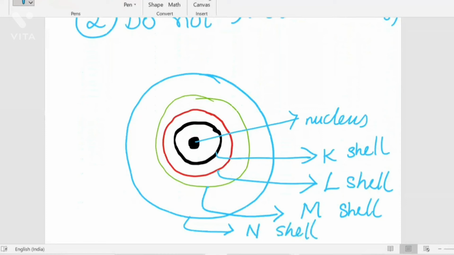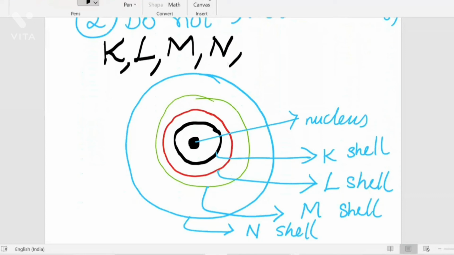So what are the names given here? The names are designated by the capital letters K, L, M and N. So we have 4 different orbits or shells around the atom nucleus to distribute the electrons in discrete orbits. Then what is the next rule to be followed to distribute the electrons?